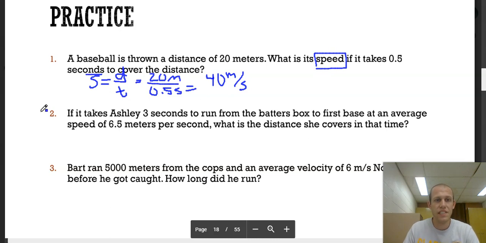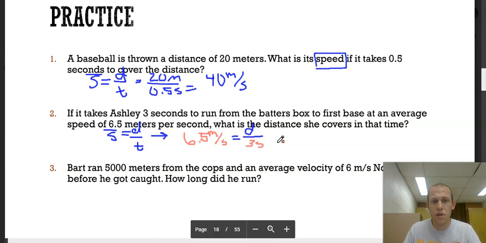All right, number 2, if it takes Ashley 3 seconds to run from the batter's box to first base at an average speed of 6.5 meters per second, what is the distance she covers at that time? So let's set up the formula. Average speed is equal to distance over time. We know that her average speed is 6.5 meters per second. And that is equal to the distance she travels, which we don't know, divided by 3 seconds.